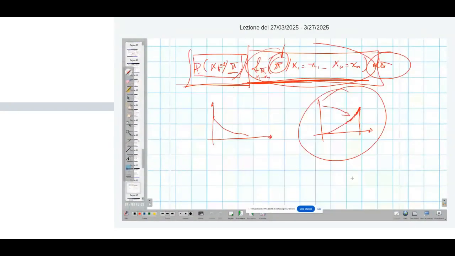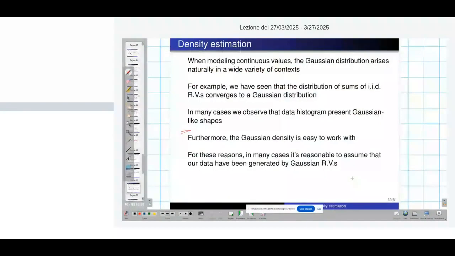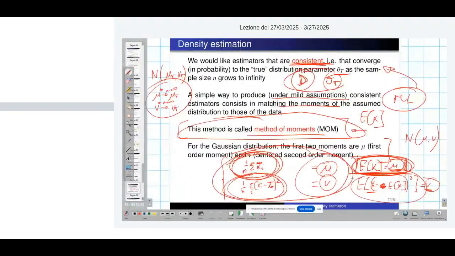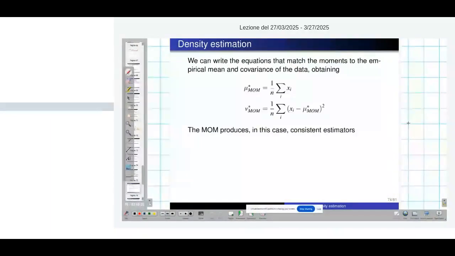For the Gaussian density, we said it's straightforward because the first and second order moments are exactly the parameters of the Gaussian density itself. So we can directly solve and obtain that the method of moments estimate is the empirical mean.